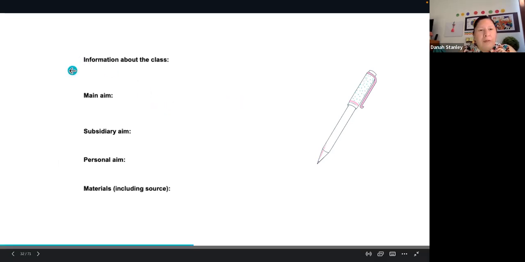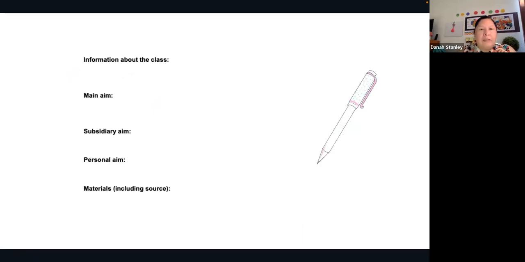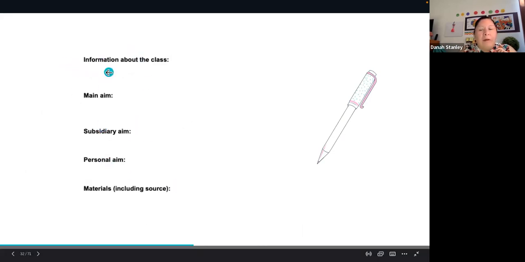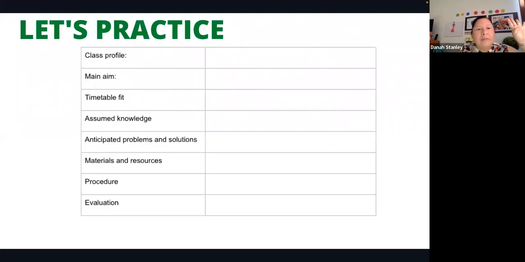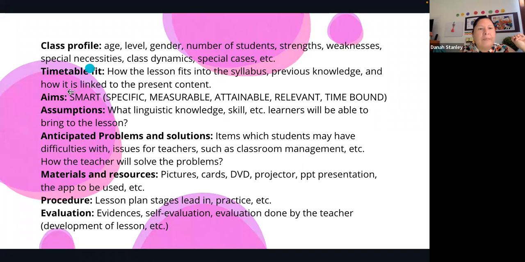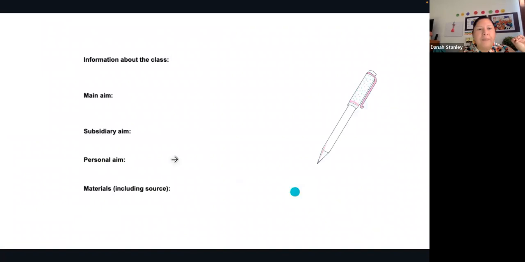The information about the class. This is another way of listing your lesson plan. Information about the class, profile, timetable fit, previous knowledge, what else? Assumptions, anticipated problems, a special note about the class, etc. The main aim, the subsidiary aim, the personal aim, and the material.